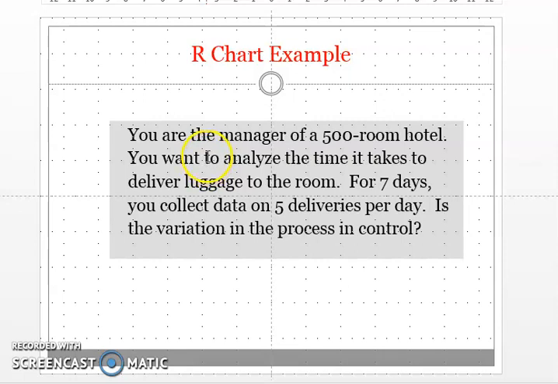While drawing the R bar chart, the first important thing is you have to calculate R bar, and the second important thing is you have to draw the upper control limit and lower control limit by using D3 and D4, which you obtain from the appendix, or sometimes they are given in the problem.